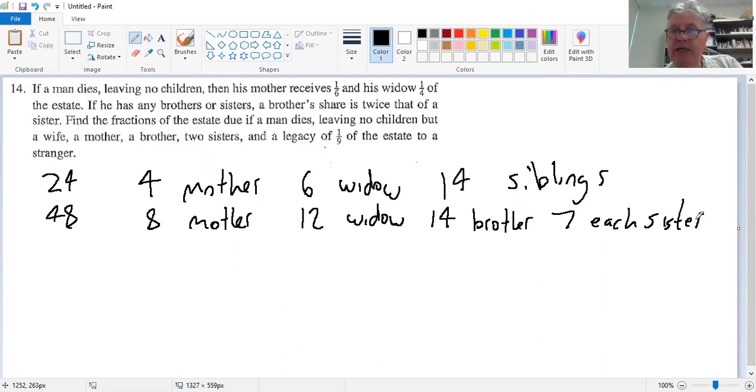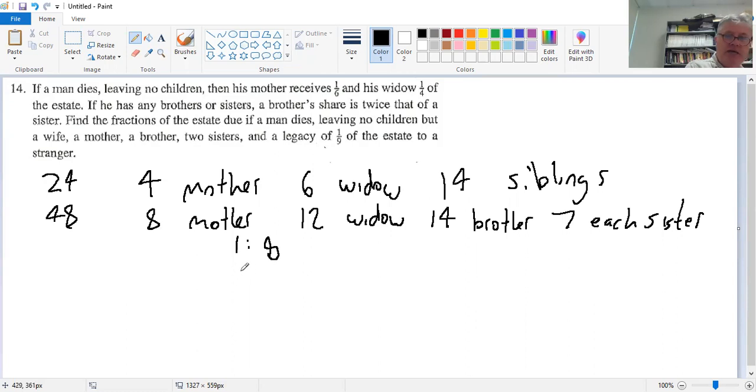Okay, and now we take care of the legacy. So remember the legacy gets paid before the heirs get their due. So there's 1/9 to the stranger. So we're going to divide it up into 1 to 8. Okay, so 48 shares are going to go to the heirs.